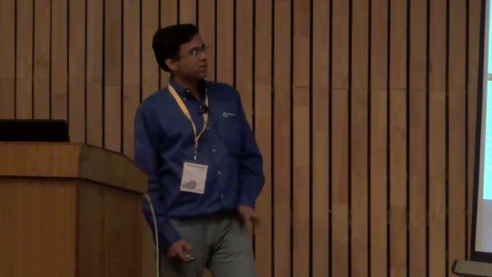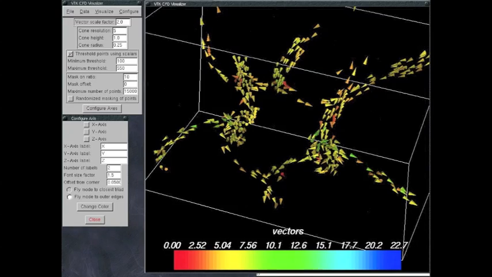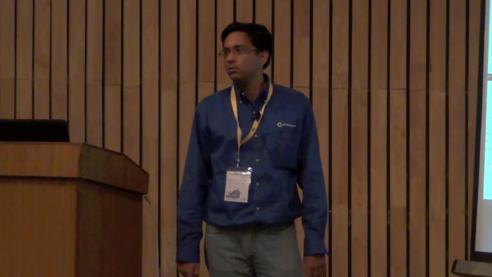So here's a vector visualization. So here's a vector field. The cones basically indicate the flow, the direction of the flow. There's actually flow inside the heart from some CT scan.